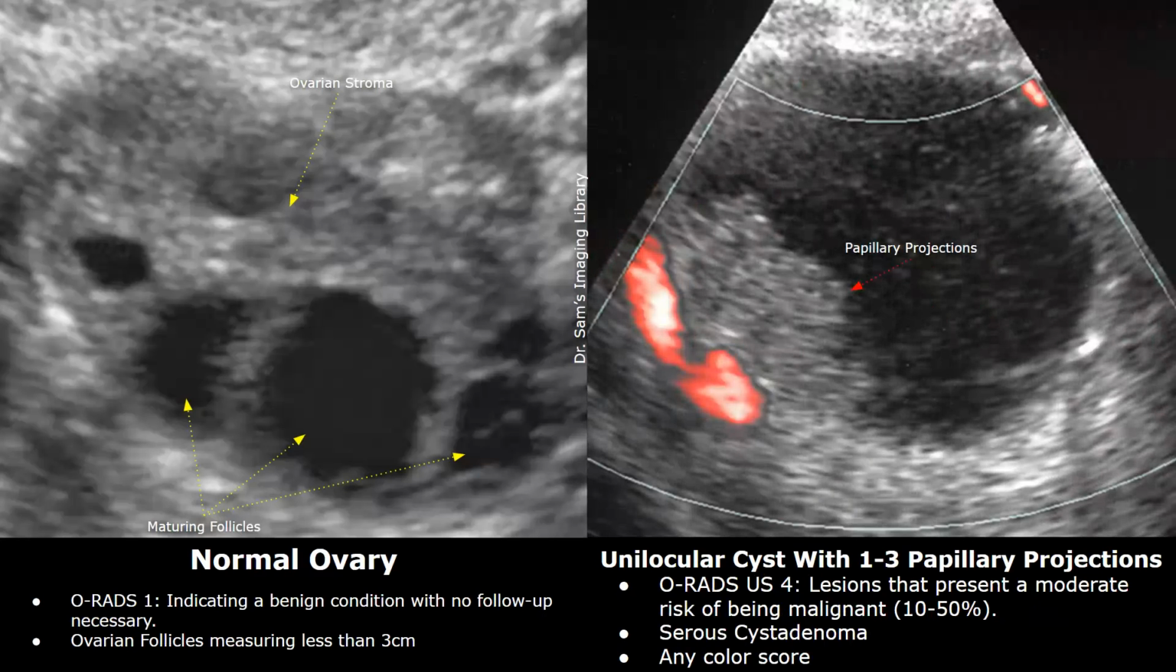This is another case of an O-RADS 4 lesion. This is a serous cystadenoma with papillary projections. There is one papillary projection seen, and the cyst has a single chamber, so it is a unilocular cyst with 1 to 3 papillary projections, and it is an O-RADS 4 lesion.